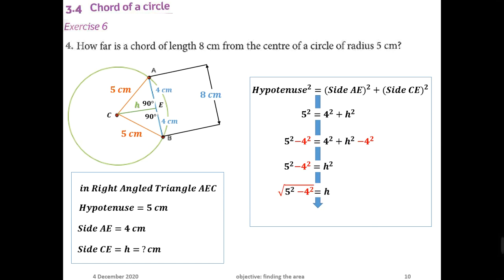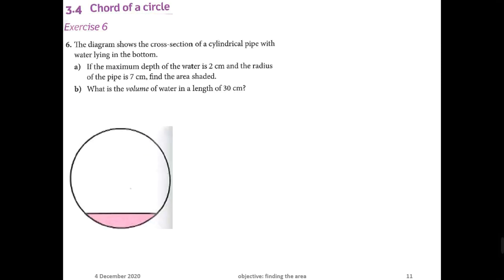Now this is ready to be inserted in the calculator, and if you do so, h is going to be 3 centimeters long. So that's how we found the distance of chord AB, or how far the chord AB is from the center of the circle.